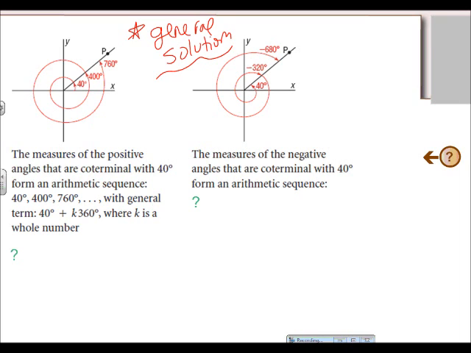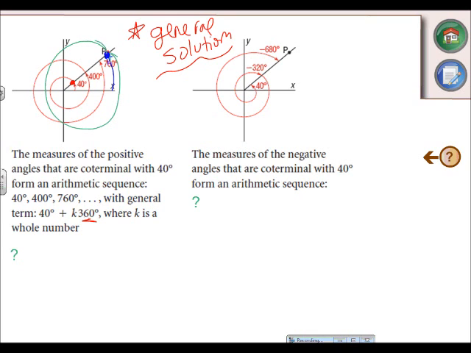The measures of positive angles that are coterminal with 40 form an arithmetic sequence. We go 40, then 400, then 760, and on and on. Really what we're doing is adding 360 to 40. If that's 40, I can go around 360 and get back there, another 360 and get back there, another 360 and get back there. As long as I've stopped at 40, the reference angle, it's going to take 360 or multiples of 360 to get back there.